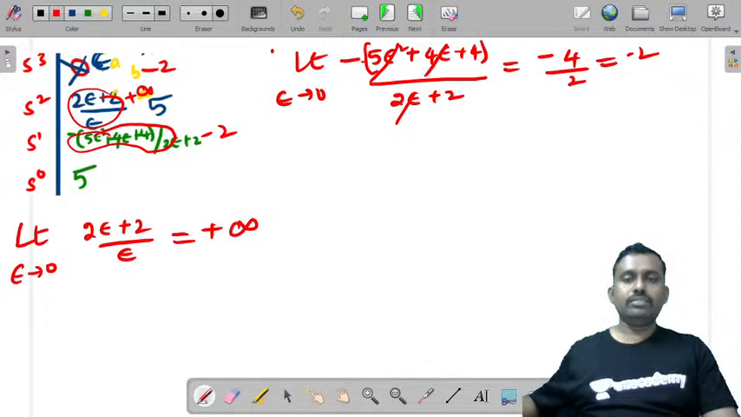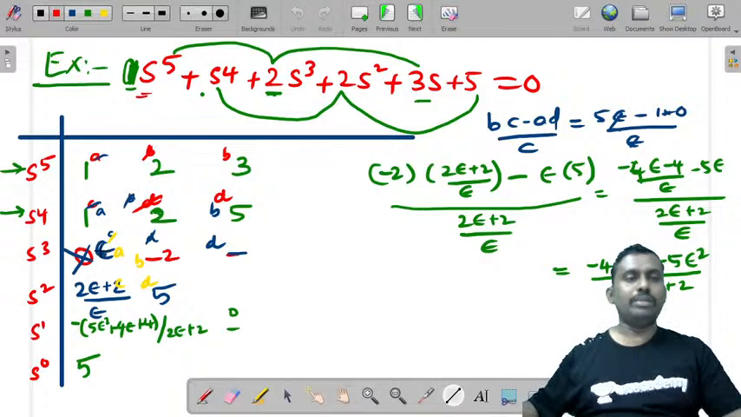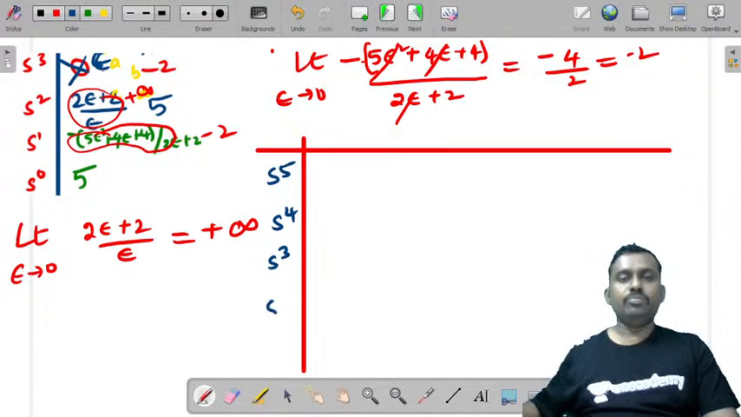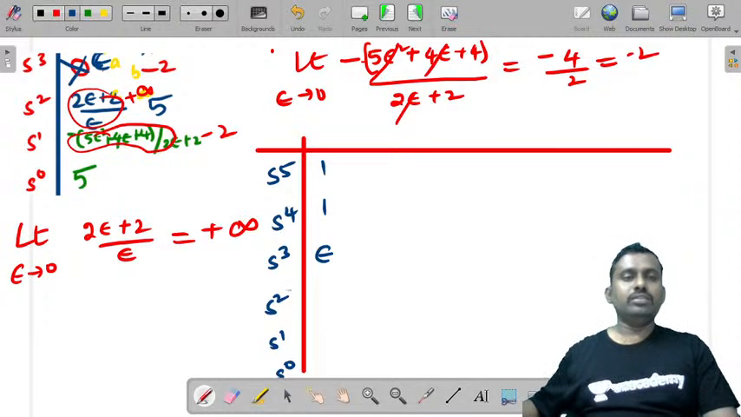So this term is minus 2, and this is a plus infinity, and this is an epsilon. Now if I write the Routh array once again with all these terms, let's write only the first column elements. Let's take s power 5: s power 5, s power 4, s cube, s square, s power 1, and s power 0. 1, 1, epsilon. You have written 1 because we are only concentrating on the first column.